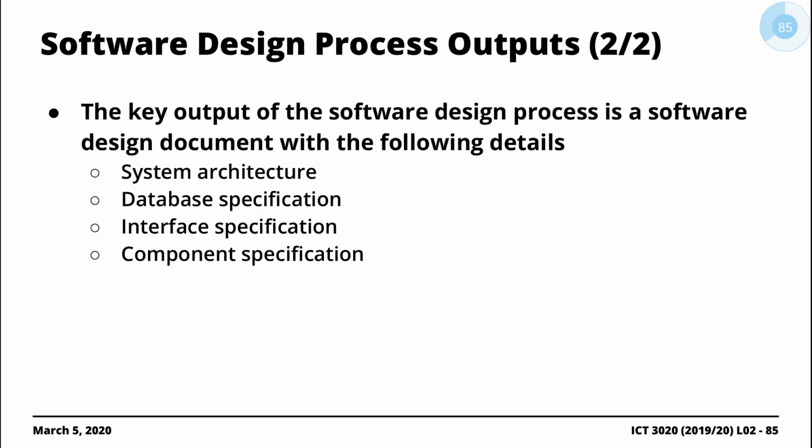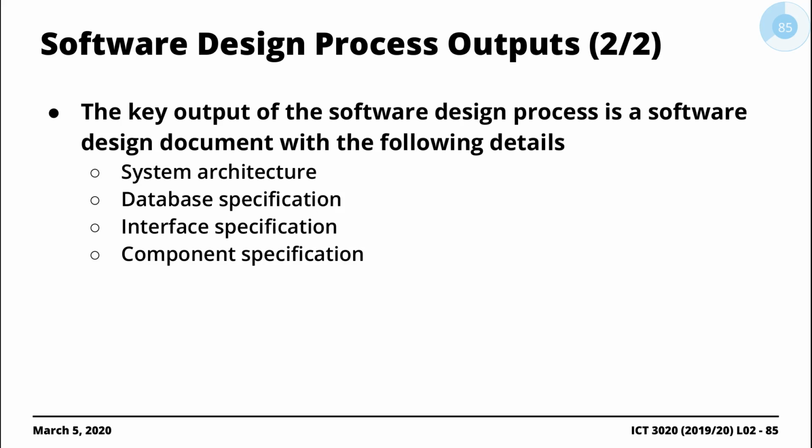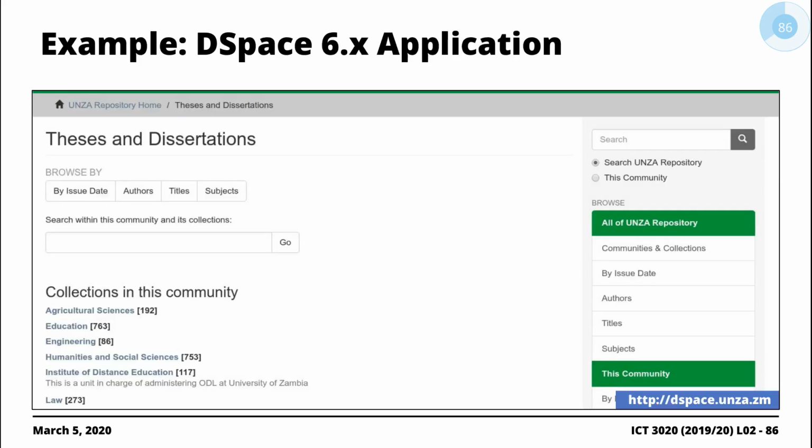All right, so I thought now would be a good time to cite some examples associated with the software design process, right? We'll use a slightly different example here. So the University of Zambia, like most institutions of higher learning, makes available research output by using so-called institutional repositories.